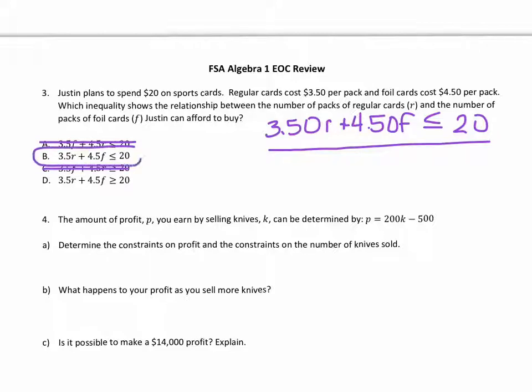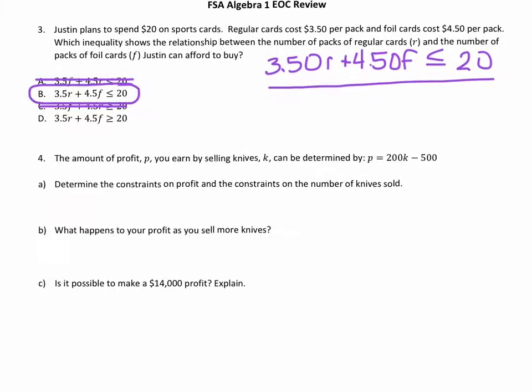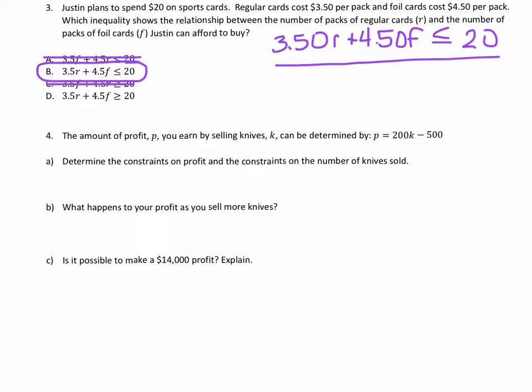So there you go. The amount of profit you earn by selling knives can be determined by this equation. What are the constraints on profit and the constraints on the number of knives sold? Meaning, what is the relationship and what has to happen? Right away I noticed, if I did not say anything, let's say we sold 0 knives. If I sold 0 knives, I'd be in the hole $500.